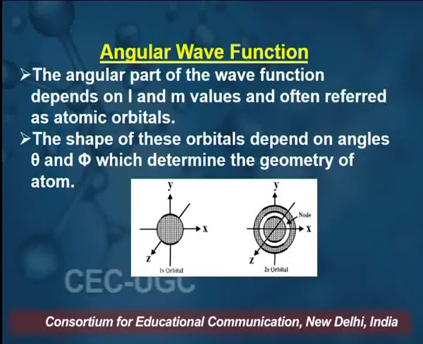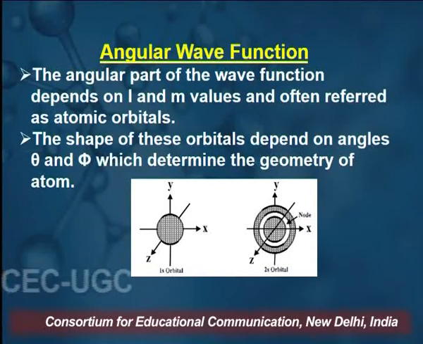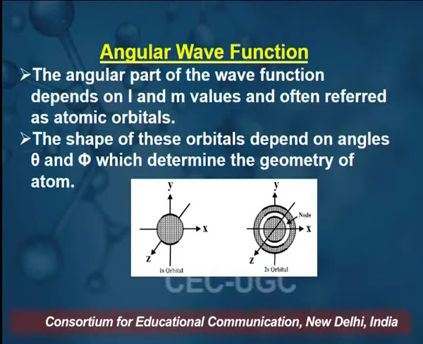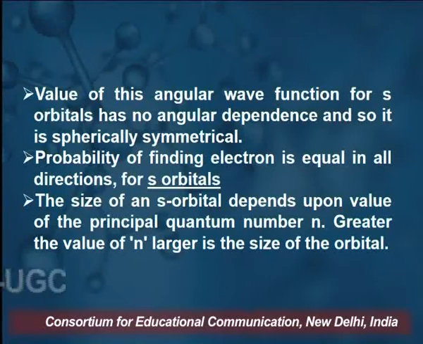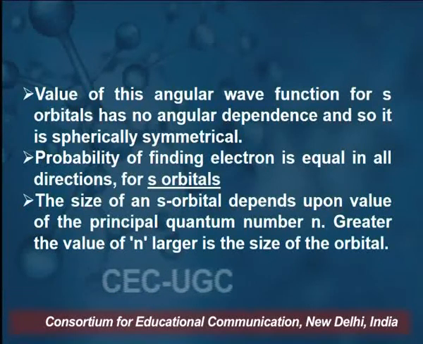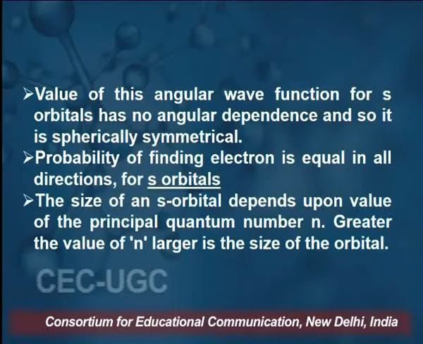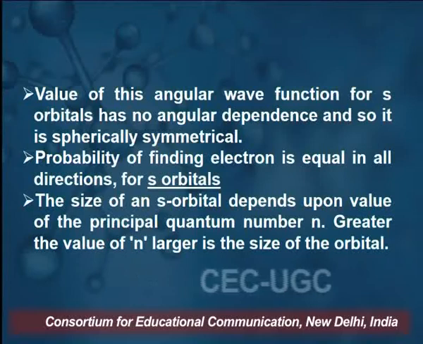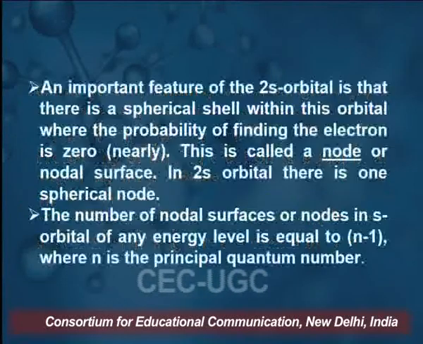Talking about the angular wave function, it depends on l and m values and is often referred to as atomic orbitals. The shape of these orbitals depends on angles theta and phi, which determine the geometry of the atom. The angular wave function for an s orbital has no angular dependence, so it is spherically symmetrical, and the probability of finding the electron is equal in all directions for an s orbital. The size of an s orbital depends upon the value of the principal quantum number n. Greater is the value of n, larger is the size of the orbital.